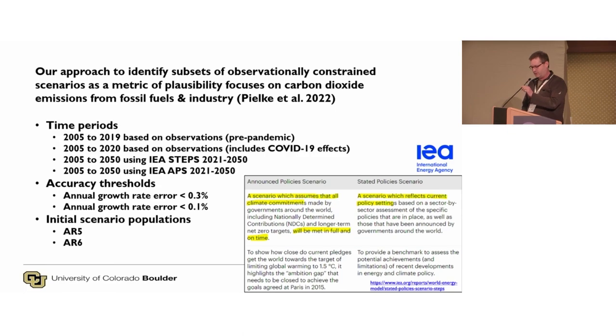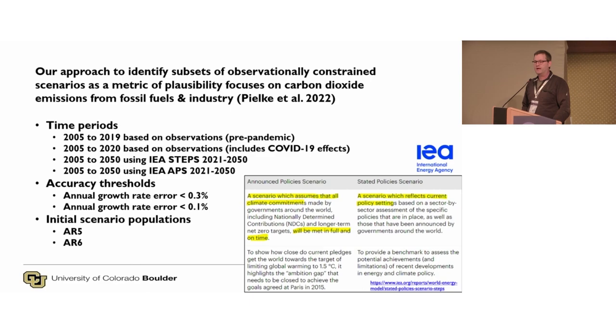So in our approach, we have multiple different screens that we use to evaluate scenarios. I'm only going to talk about a few of them, but the key part is we have a screen that looks at the past. How well do scenarios replicate carbon dioxide emissions from fossil fuel and industry? And then we have a forward-looking screen where we take the most recent short-term scenarios of the IEA. It was 2040, now they're out to 2050. And we say, how well do the scenarios match up with the carbon dioxide emissions from these projections?